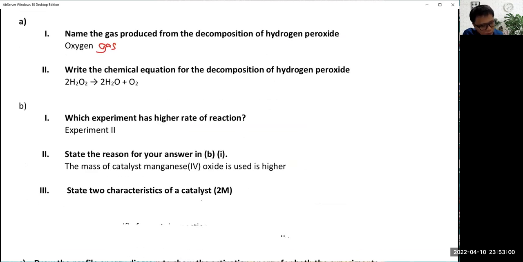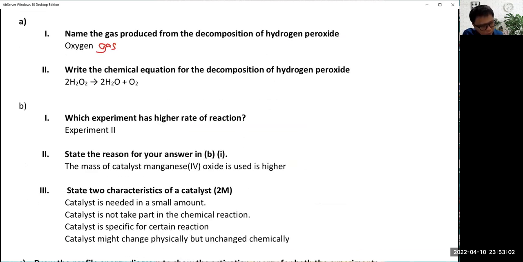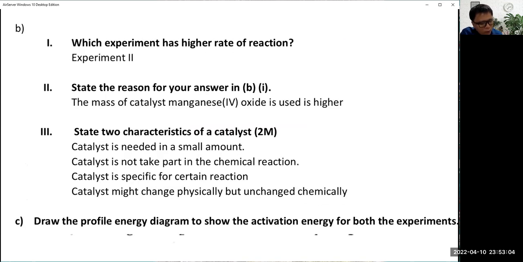Then after that, the characteristics. Okay, for catalysts, you have to know about this. We only need a very small amount of catalyst. This is like the enzyme in our body, because we don't need so much enzyme. We need a little bit of enzyme because enzyme can be reused. So catalyst can also be reused. So no need for a lot like this. Then it won't take part in the chemical reaction.